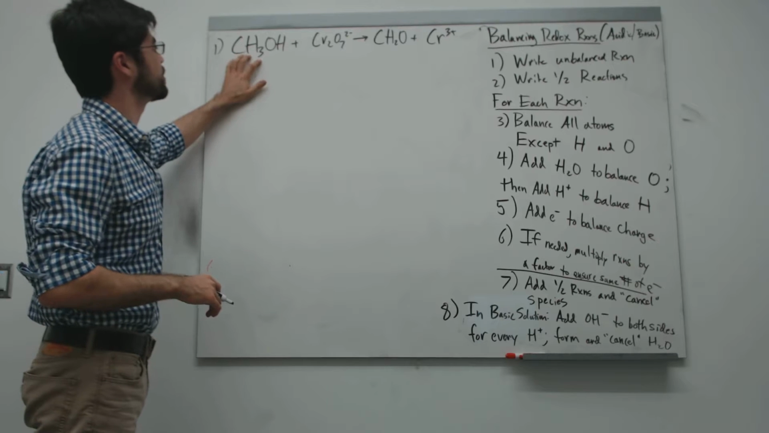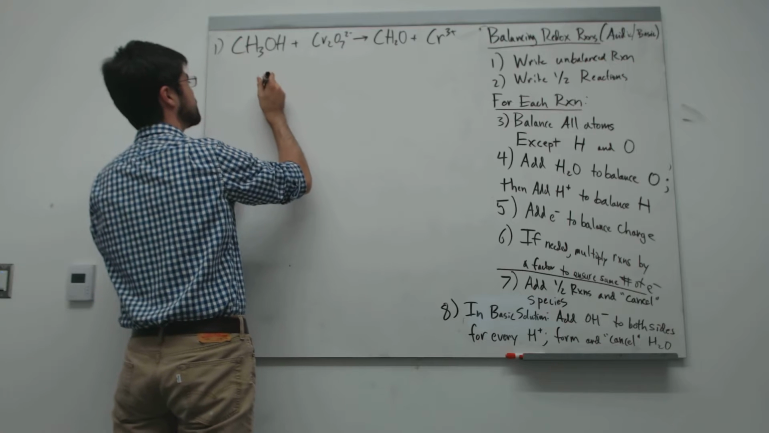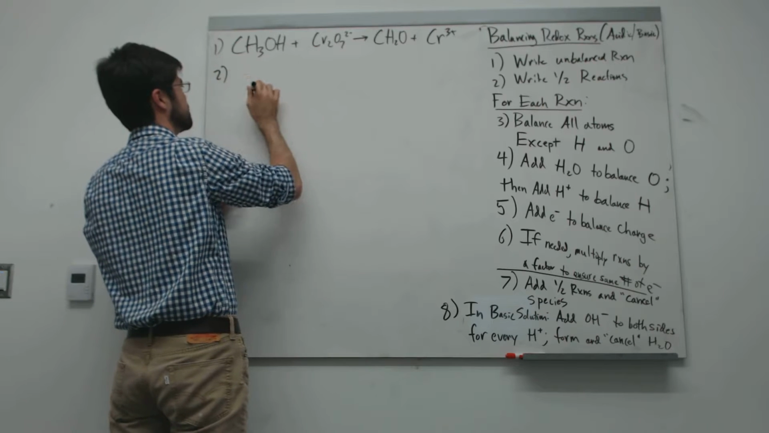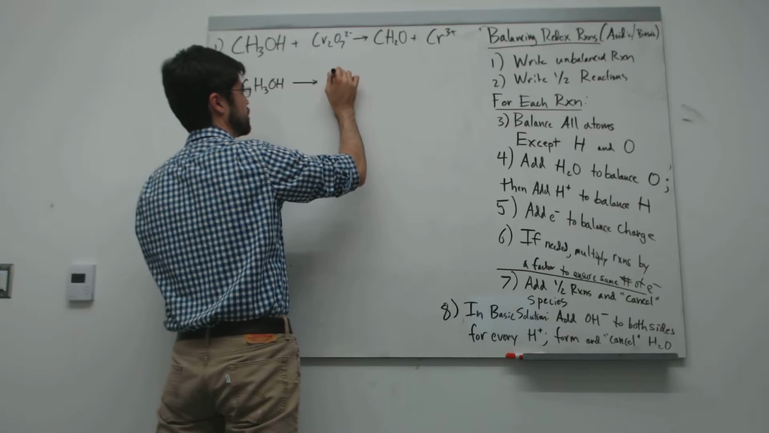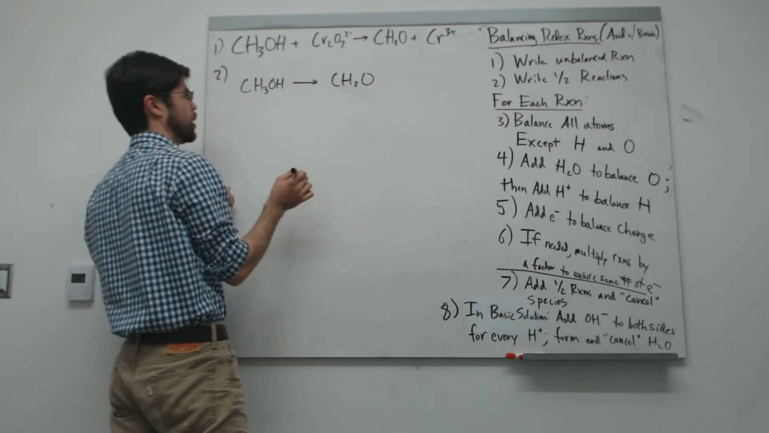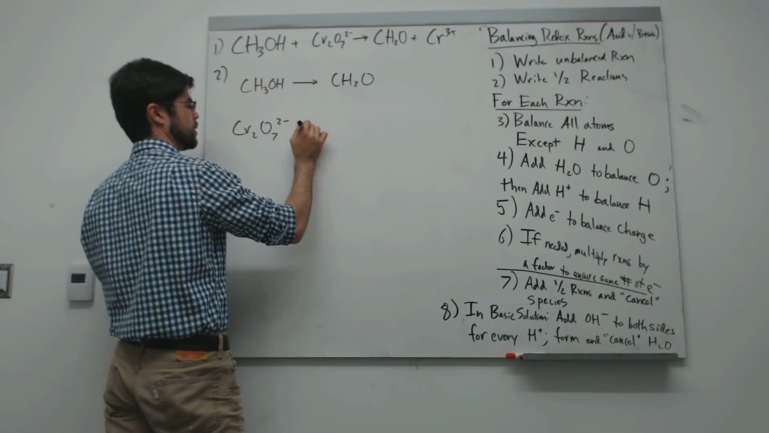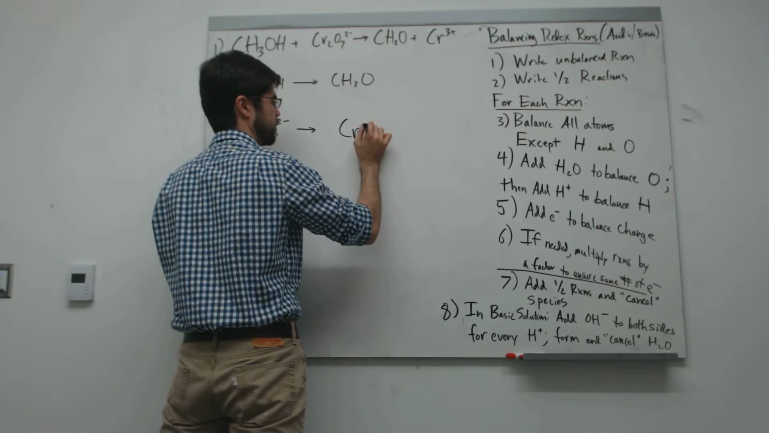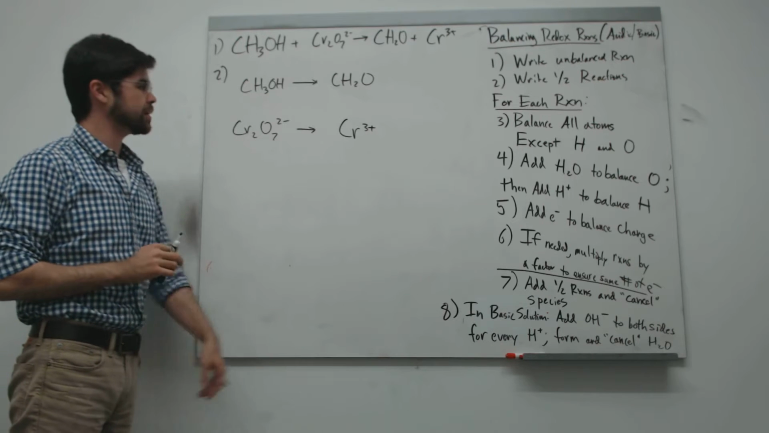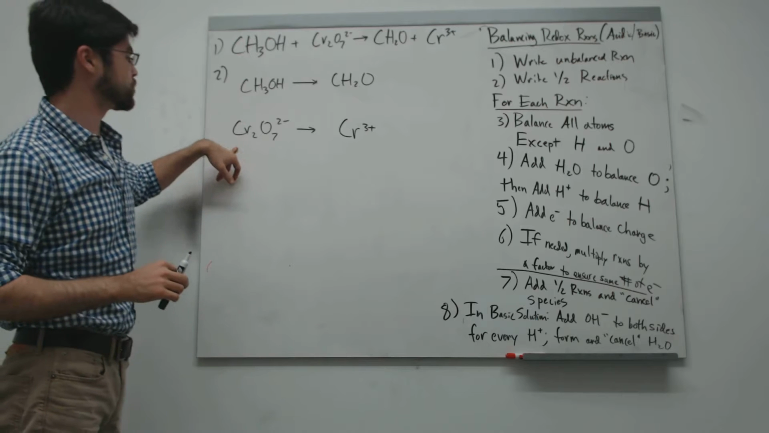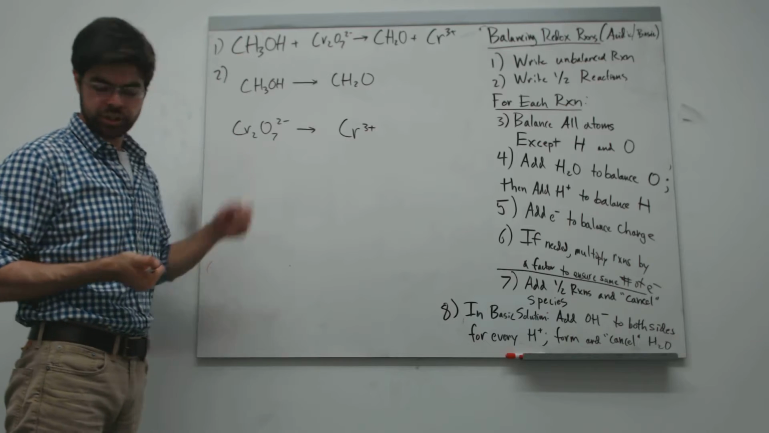So carbon is going from carbon in methanol to carbon in formaldehyde. So I will write that as one of my reactions. So I have CH3OH going to CH2O, and then I have dichromate going to chromium 3 plus. It might not be obvious here, but this step is the reduction half reaction, and this is the oxidation half reaction. I can illustrate that to you.